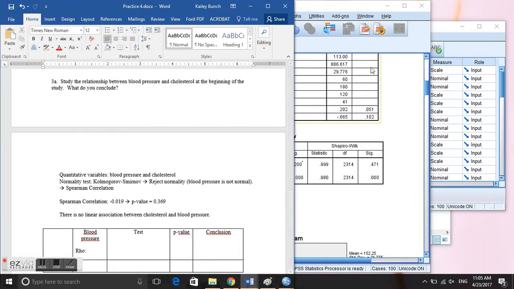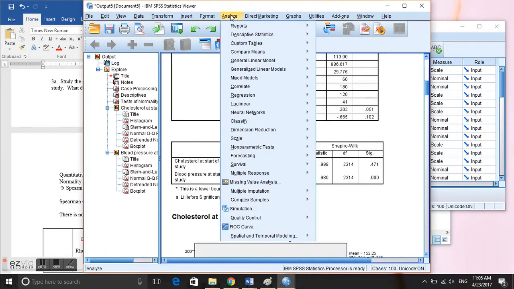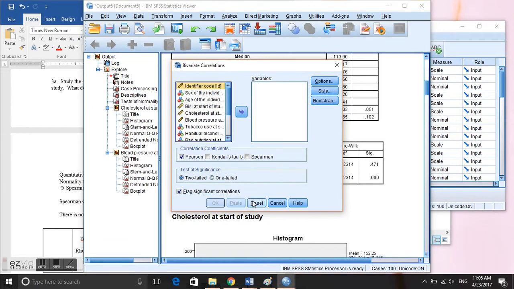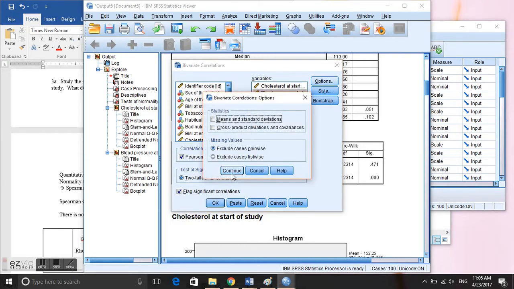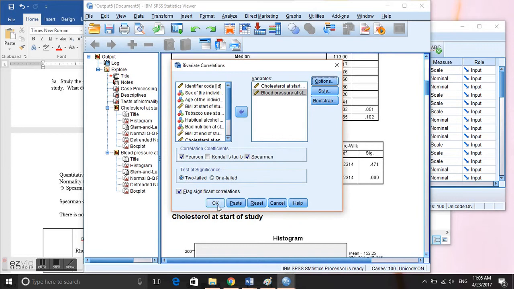Okay, so to do that, we are going to go to Analyze, and we are going to go to Correlate. This is bivariate, 2 variables. And we are going to choose the 2 variables that we want to compare. In correlation coefficients, click on Spearman because we know that we want the Spearman. Let's just make sure we don't want any options. No. Okay, click OK.